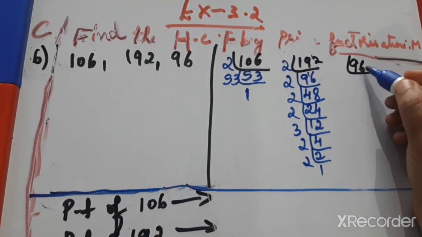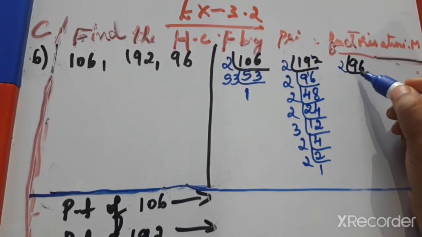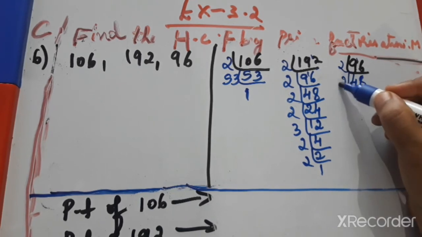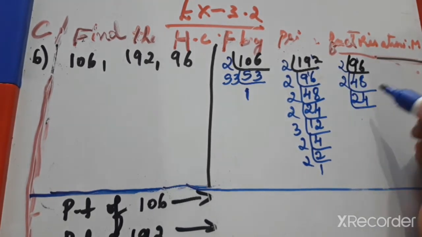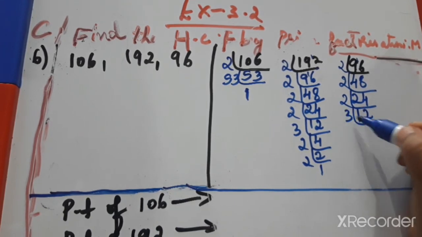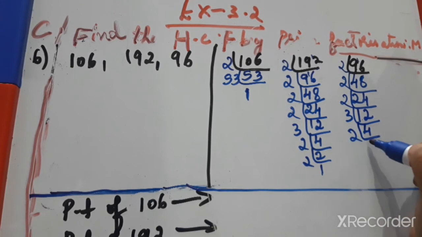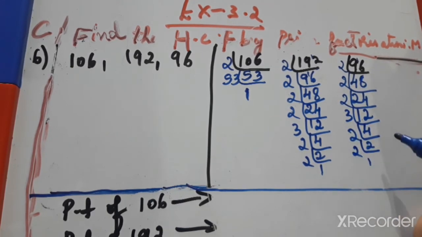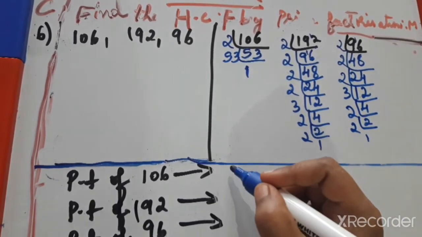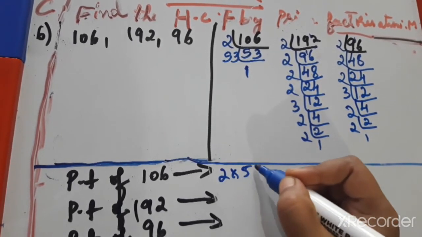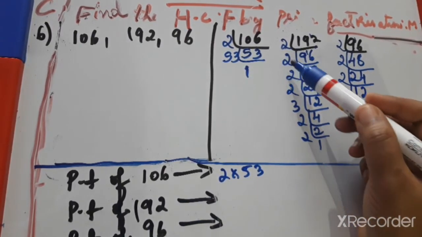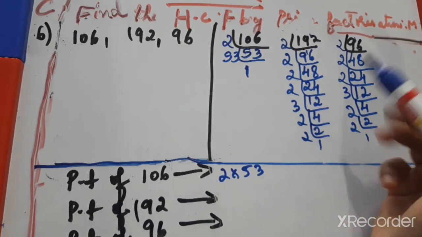And 196, the last number is 6, so it multiplies with 2. Even numbers means 2 fours are 8, 1 carry, 2 eights are 16, and 2 twos are 4, 2 fours are 8. Again 2 ones are 2, 2 twos are 4. 12 multiply 3 ones are 3, 3 fours are 12, and 2 twos are 4, 2 ones are 2. Now the prime factor of 106 is 2 into 53, and the prime factor of 192 is 2 into 2 into 2 into 2 into 3 into 2 into 2.